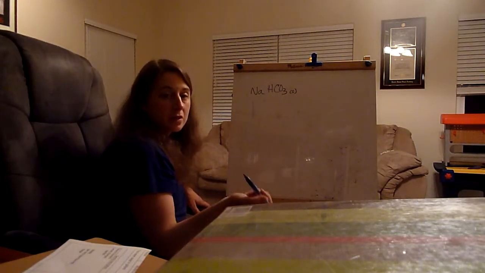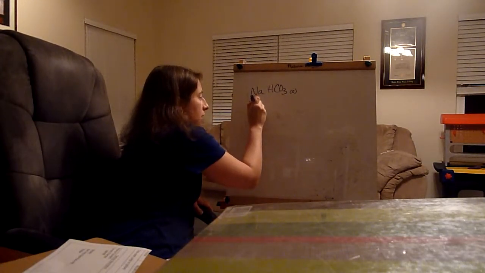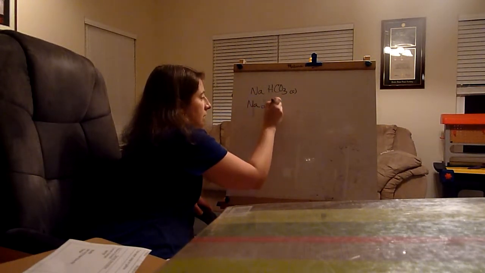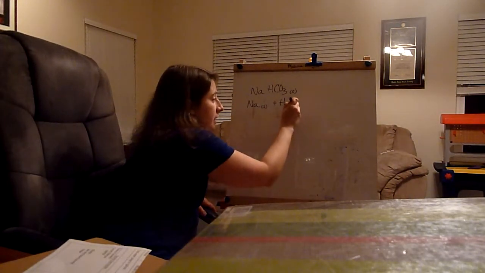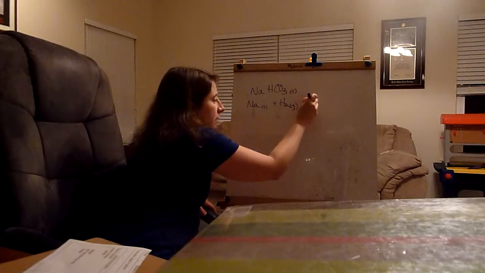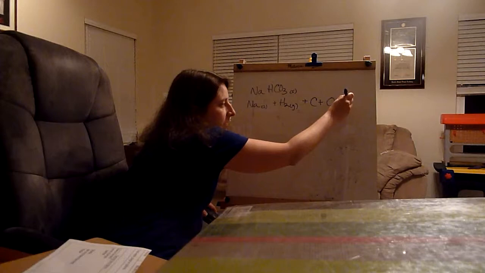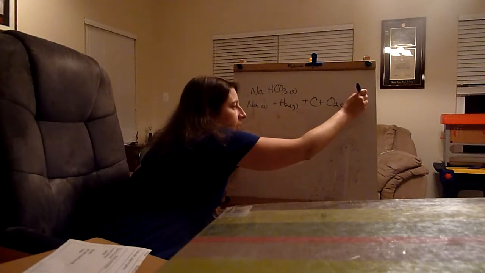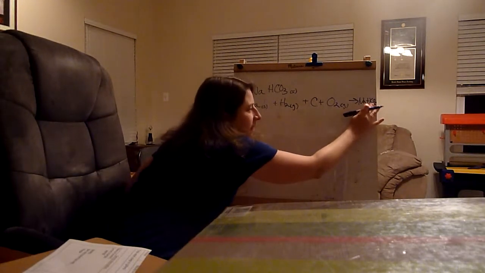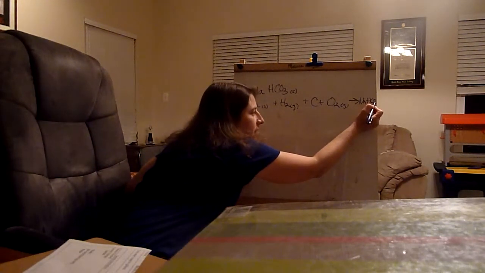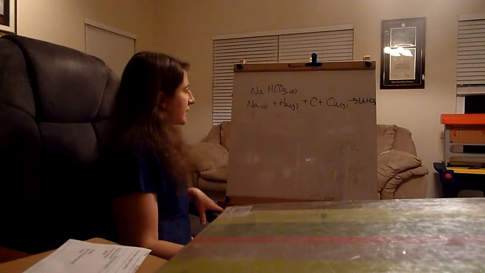The formation of sodium hydrogen carbonate, or baking soda, would look like this. So you have sodium, a solid, plus hydrogen, which is a homonuclear diatomic and a gas, plus carbon, plus oxygen, which again is a homonuclear diatomic and a gas. That gives us sodium hydrogen carbonate, baking soda. Now we have to check and see if we're balanced.